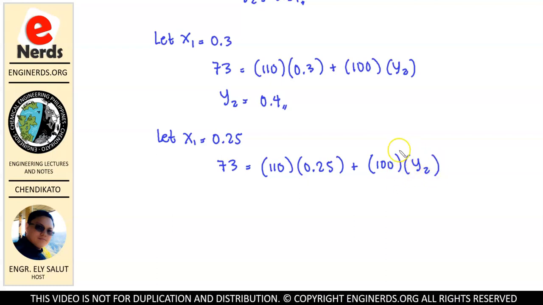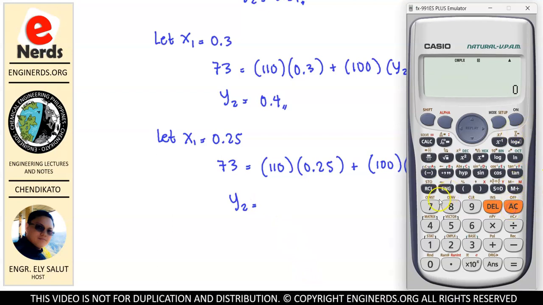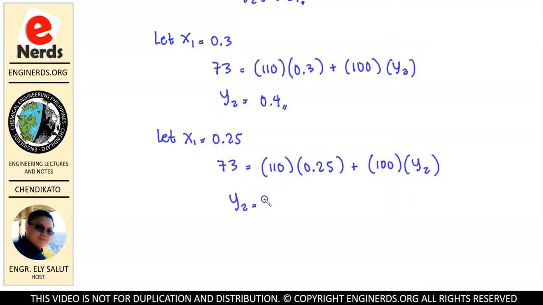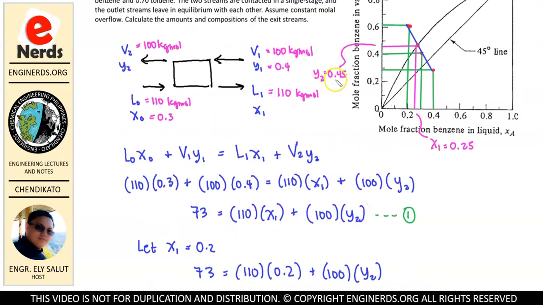So, our y2 must somehow match yung nakuha natin because we are not exact dun sa value natin, ano? Because we did not use a ruler and this is not, it is not scaled. So, we will get our y2 in here. So, our y2 is equal to, again, 73 minus 110 times 0.25 then divided by 100. Our answer here is 0.455, which is close dito sa ating nakuha dito, no?